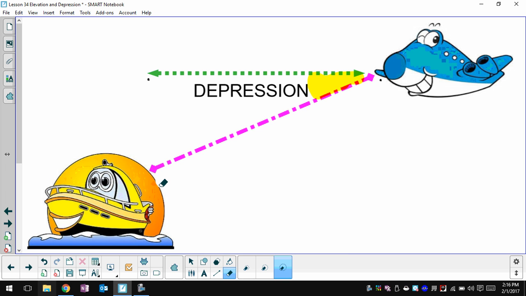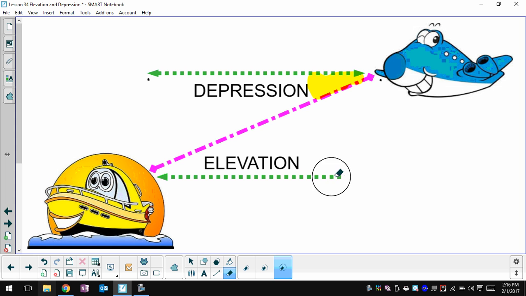If you're in the boat and you look up at the plane, we have an angle of elevation. So this angle is formed by looking up and looking out, straight ahead. You might notice that these two green lines are parallel, which makes the pink line a transversal, and these two angles, this depression and this elevation angle, are alternate interior angles. They're equal to each other. So if I know the measure of this angle of depression from the plane to the boat, the angle of elevation from the boat to the plane is going to be the same.